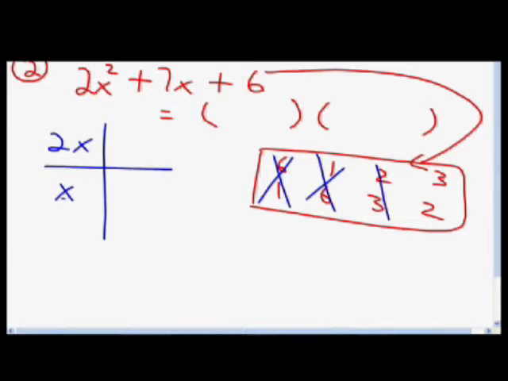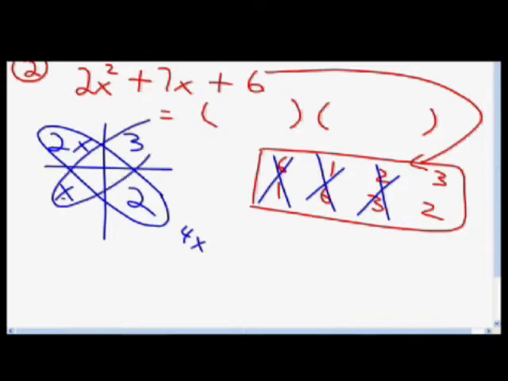So we cross this one out. What about 3 and 2? The cross product is 4. The cross product is 3. And those two add or subtract to 7x. So our factors must be 2x plus 3 and x plus 2.